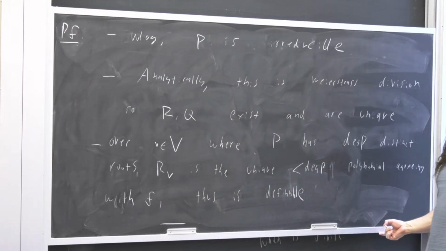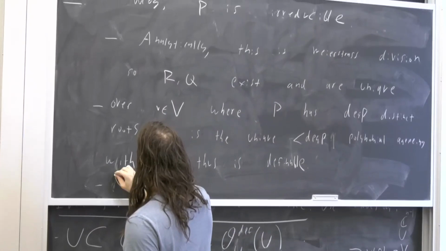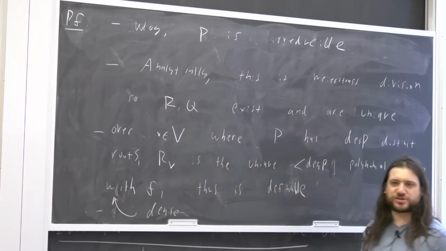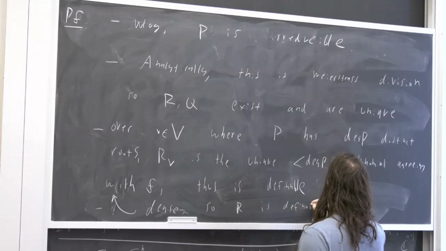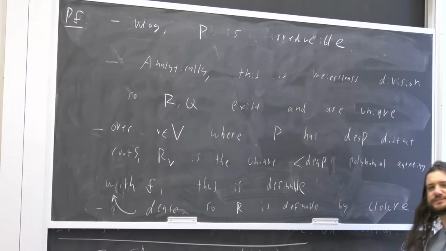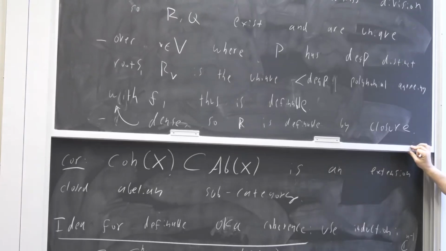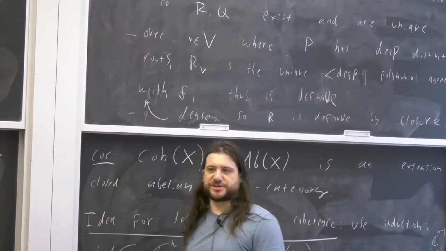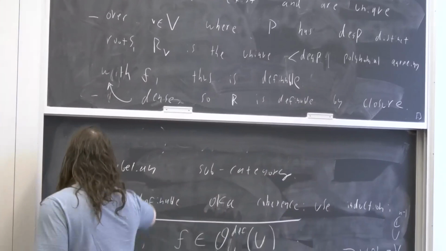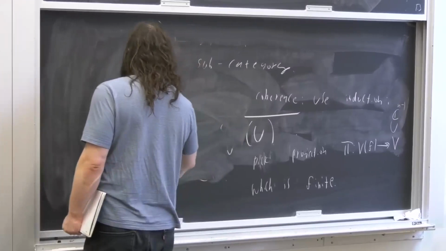Now this set here is dense, because generically you have degree P distinct roots if P is irreducible. This is dense, so R is definable just by taking closure. So essentially, you can just steal the analytic case and just know that the interpolation is a definable operation. So that gives you Weierstrass division in this setup.